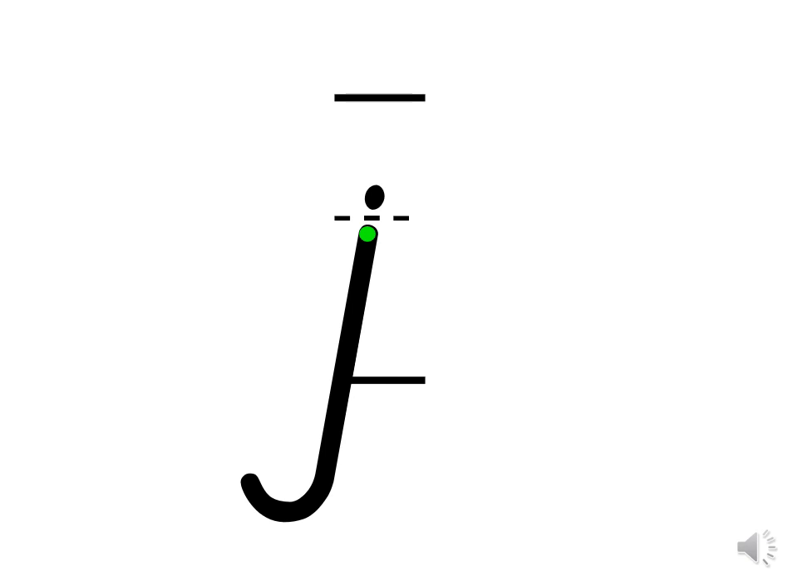Shall we practice on your paper? Okay, put your pencil in the middle of two of your lines, just like the green dot is on the board. Work with me. We're going to go down with our pencil, under the line, and flick. Take your pencil off of the page and dot at the top.